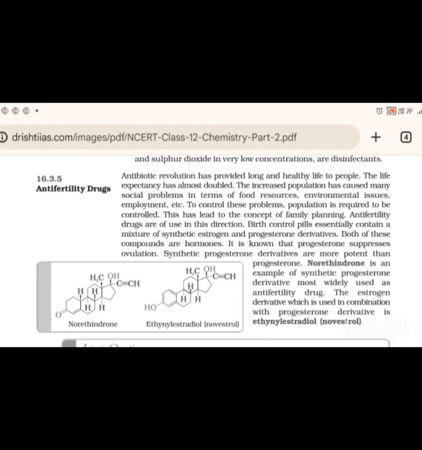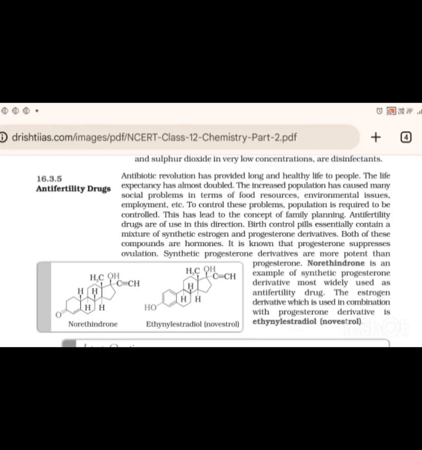Anti-fertility drugs. The antibiotic revolution has provided long and healthy life to people. The life expectancy has almost doubled. The increased population has caused many social problems in terms of food, resources, environmental issues and employment, etc. To control these problems, population is required to be controlled. This has led to the concept of family planning. Anti-fertility drugs are of use in this direction.